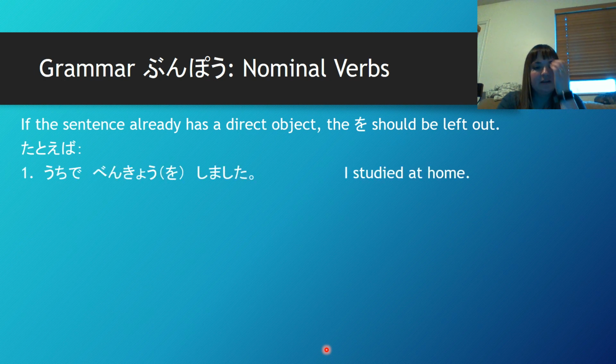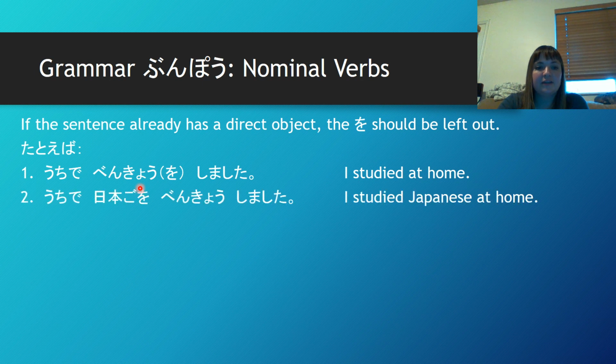So let's look at some examples, right? So here we have the sentence, uchi de benkyou o shimashita. So if we look at this sentence, we have our first part, uchi de, right? We put de after our place to help say at home, right? So it tells us where our action is happening. And then, of course, this is our action, right? We studied, right? It's past tense. We studied at home, okay? We can have O here if we want because there is no other direct object in our sentence, right? We're not specifying what we're studying, right? We don't have any explanation about what we're studying.